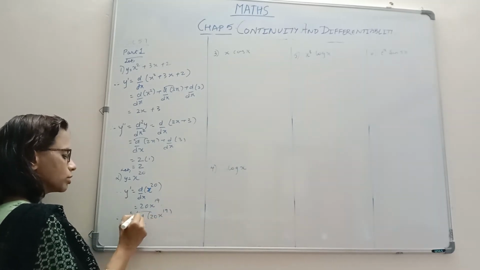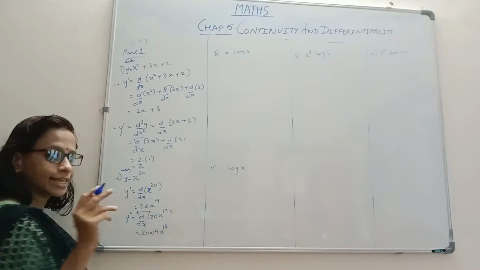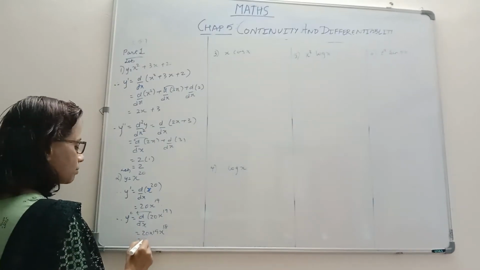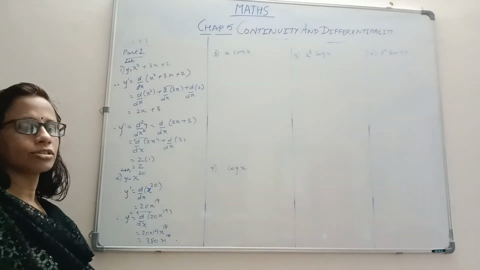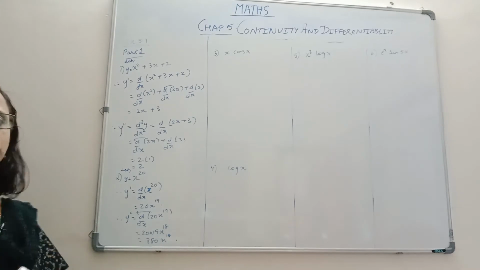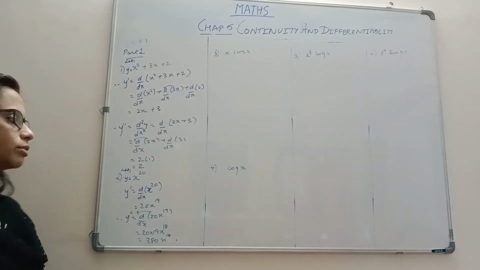Then the second derivative means again you take the derivative of 20 x raised to 19. We know 20 can come out. So x raised to 19 means it is 19 x raised to 18, using n x raised to n minus 1. What will this come to? 380 times x raised to 18. So this is all about the second derivative. Of course, this is because we are beginners, we are doing these simple problems. Later on it will gather momentum and you will have tougher ones.